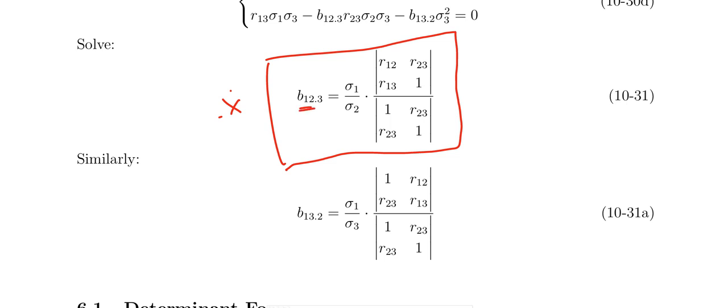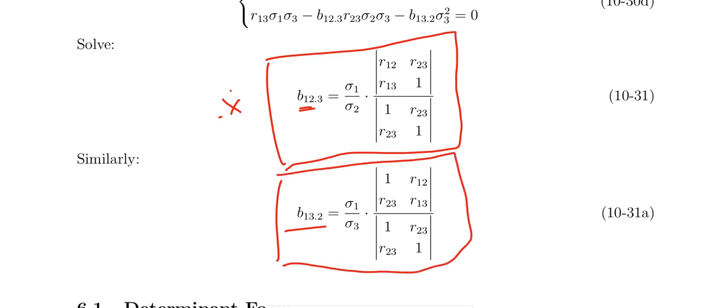Here 1 2 means sigma 1 by sigma 2, with r12 and r23, r13, and r23 here and 1. So here r23 is totally dependent on the 1, r23, r23, 1. The same way for 132, that is r13, r23, r12, r12, r13 and r23. Okay, let's connect with that.